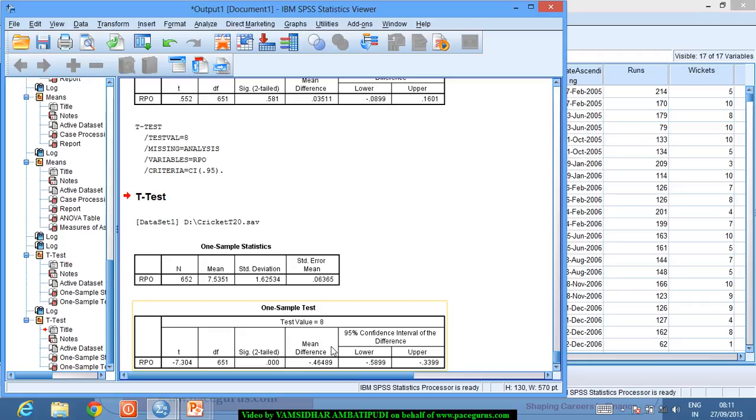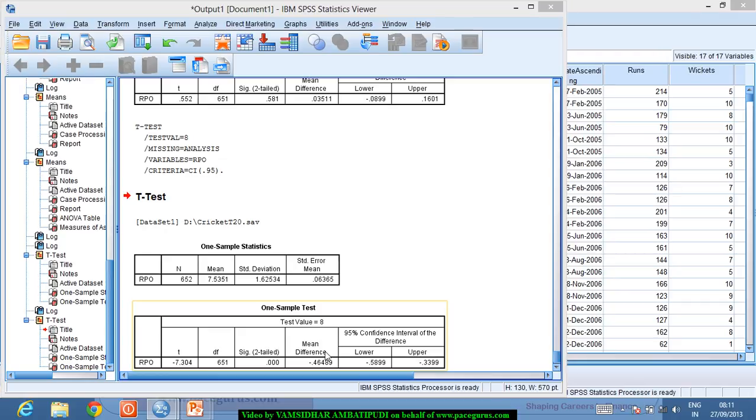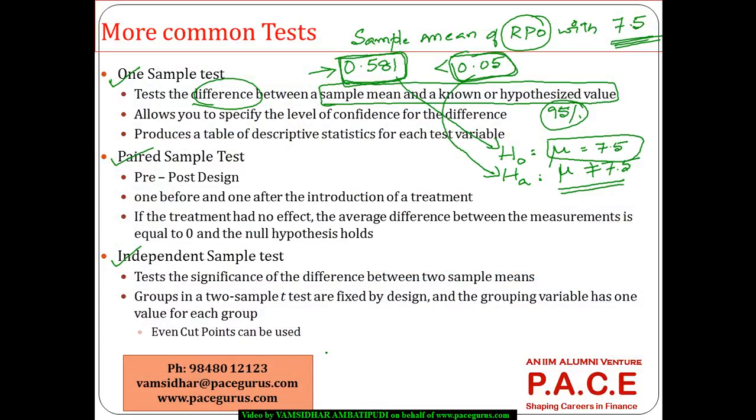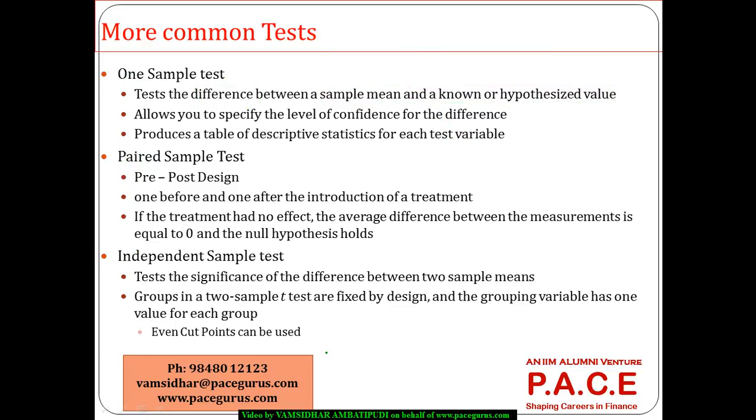And I'm very much sure that the average is much lesser than 8, typically somewhere around 7.54, 7.55 kind of thing. So that is how you typically build up the decisions regarding the comparison of a mean with a particular value. All right, so that is where you use the one sample t-test.